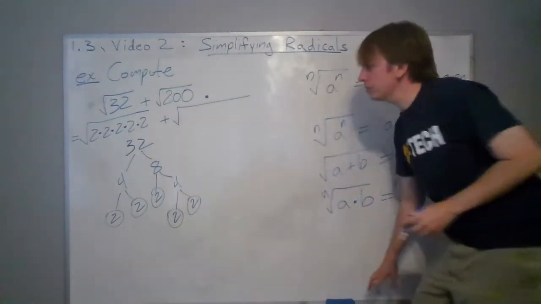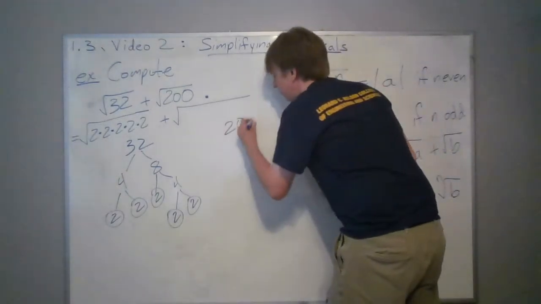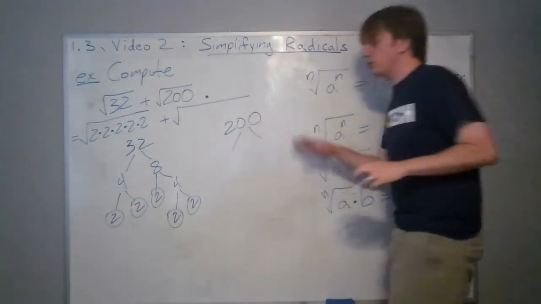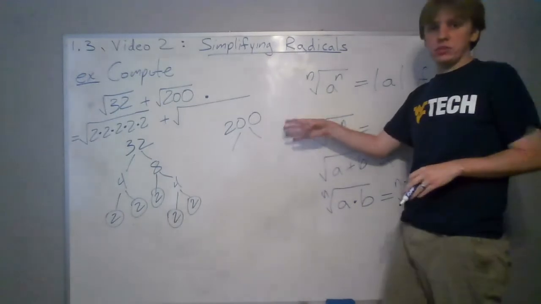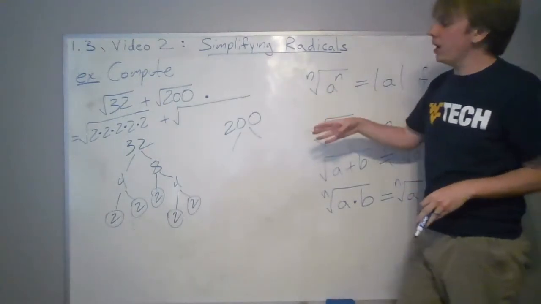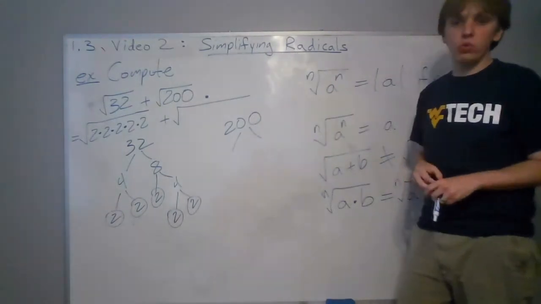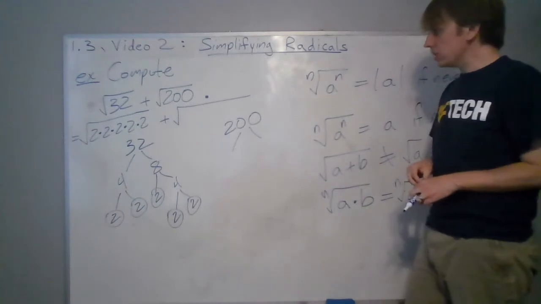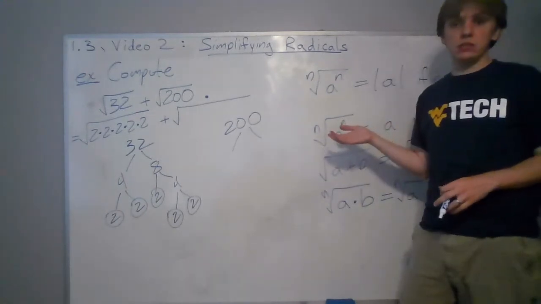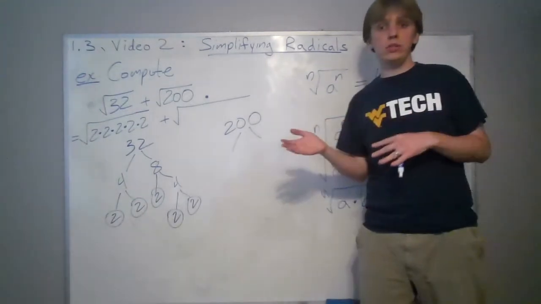Okay, let's try the same thing for 200. And again, your tree might look a little different than mine. That's okay. We're just trying to write any way to write 200 as a product of whole numbers. I'm going to pick 20 times 10. You could also pick 2 times 100. That's okay.